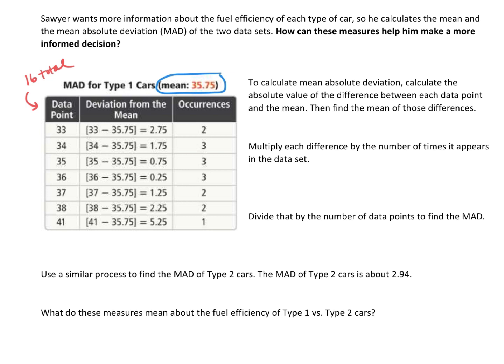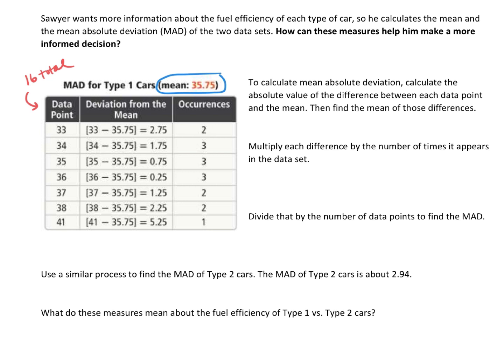Okay, what we're going to do next is we're going to find the mean of those differences. What is the average of these differences? So we have to take into account the occurrences. We didn't do this math 16 times for each data point. We just did it for each separate one, and then we'll account for the repeats right now.